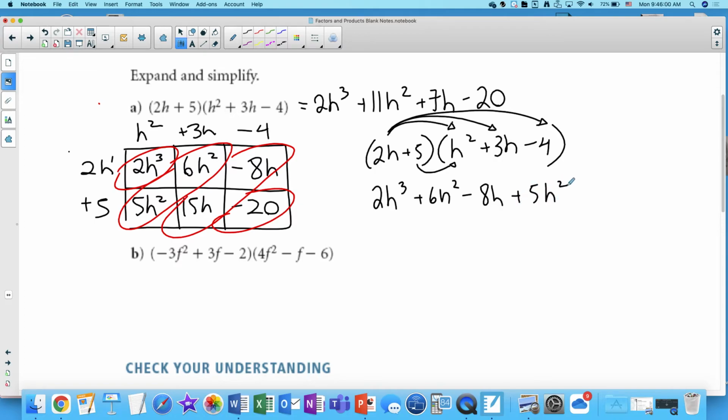Now we again have to collect like terms. And the nice thing when you do it in the box is that they line up on these sort of backwards diagonals, but here you kind of have to search for them, right? So you've got an h cubed term. These are our h squared terms. These are our h terms. And then here's the number. So I'm just sort of putting symbols under each of the different terms, and then we can collect them. So again, you're going to get the same answer. 2h cubed plus 6 plus 5 is 11h squared. Negative 8 plus 15 is plus 7h, and then minus 20.